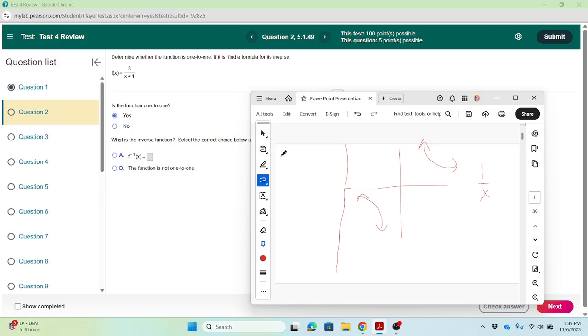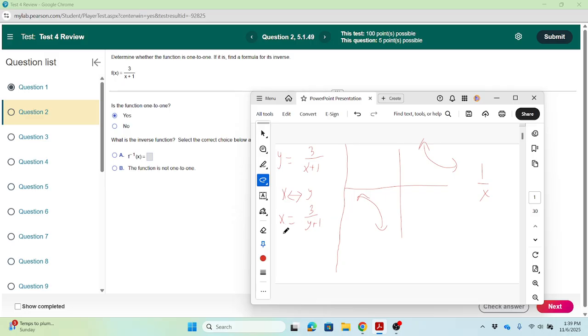The first one is write down f of x as a y. So y equal 3 over x plus 1. Now switch x and y. So this equation becomes x equal 3 over y plus 1. And now solve for y.